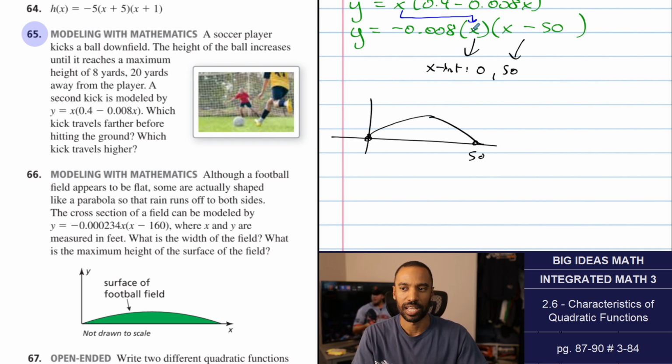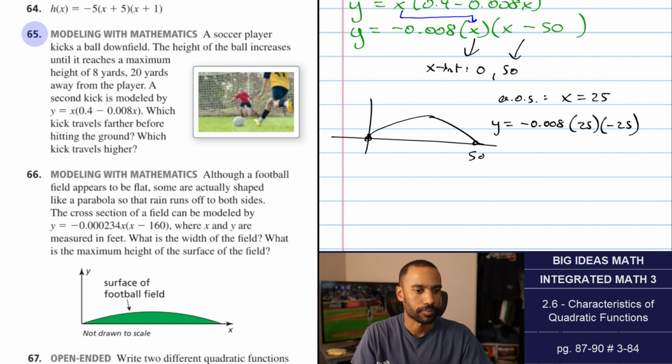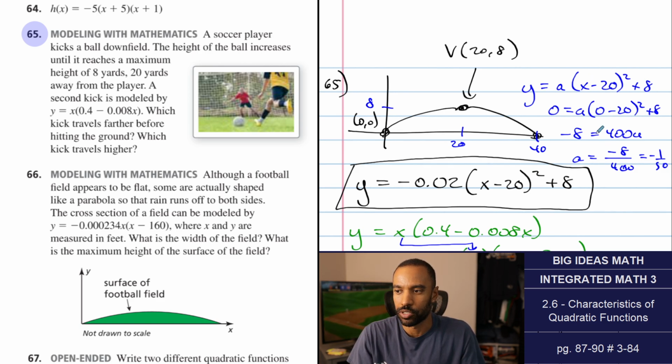That's where we have to find the vertex by plugging in the axis of symmetry. Axis of symmetry is halfway between 0 and 50, which is 25. So we got to substitute 25 into that equation. So negative 0.008 times 25 times negative 25. So let's do that one. Here we're going to get 5. So y equals 5. That means we get a vertex of 25, 5.